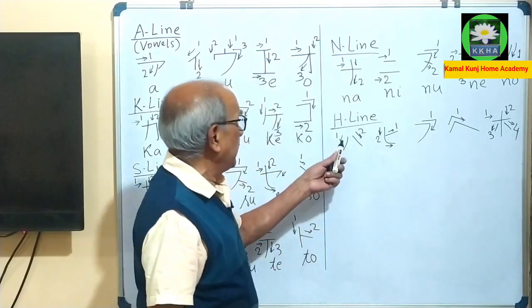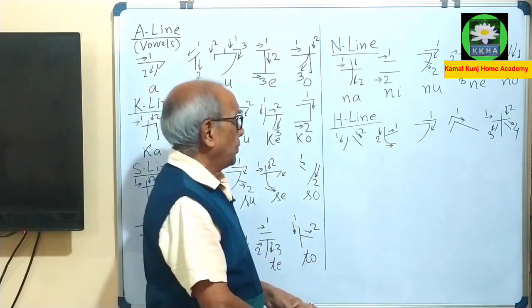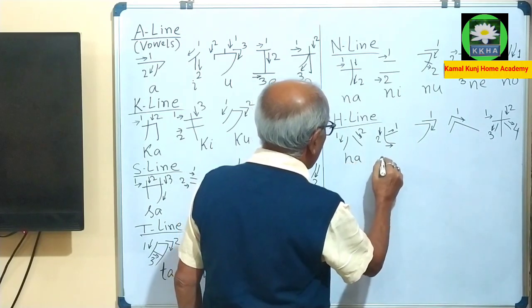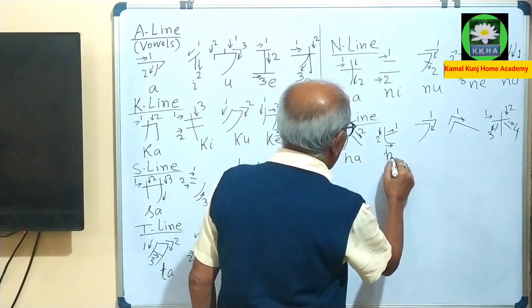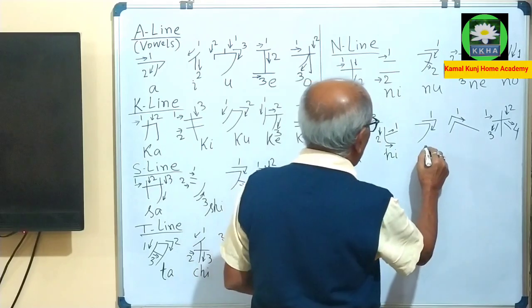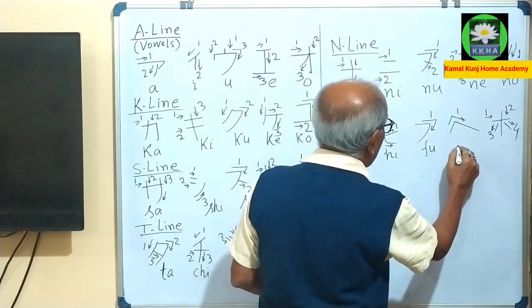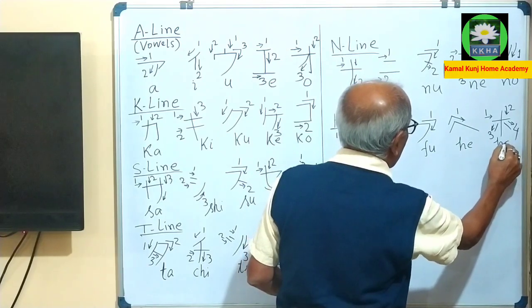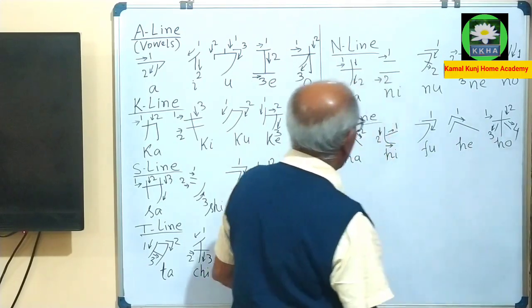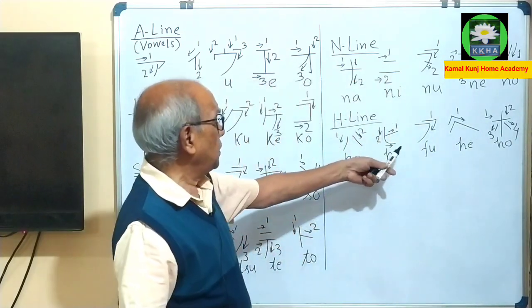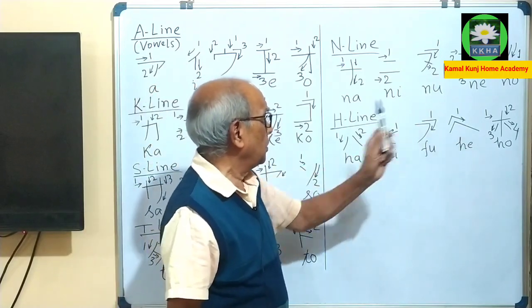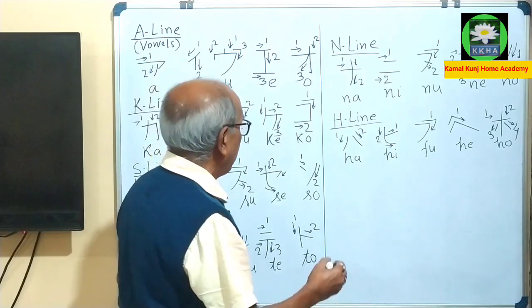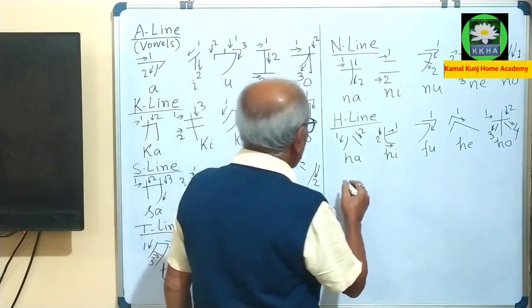So these are H line katakana pronounced as ha, hi, fu, he, and ho. Ha, hi, fu, he, ho. Next is M line katakana.